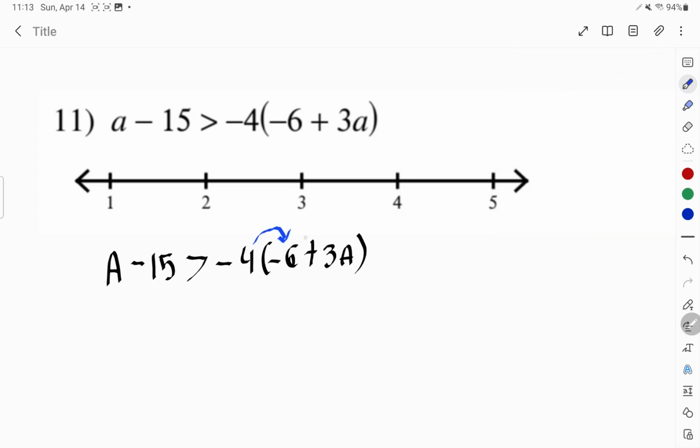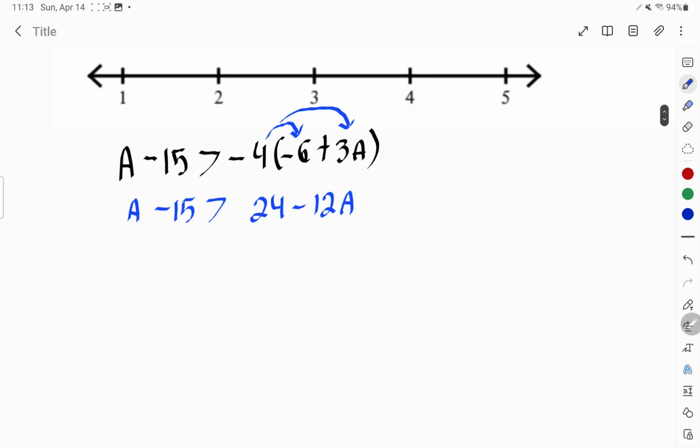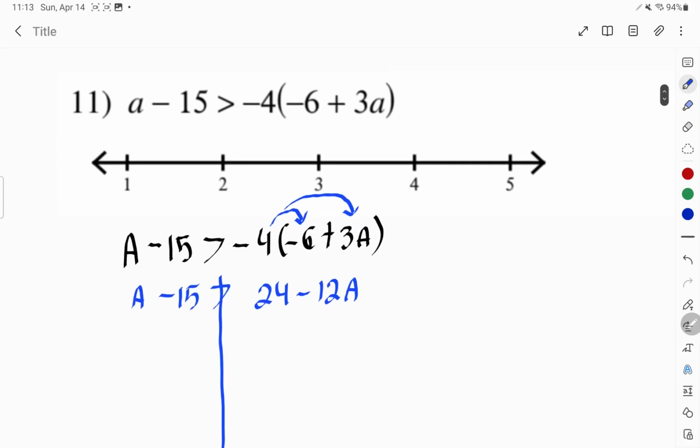So I'm gonna multiply this negative 4 with negative 6, which is positive 24. And then I'm gonna multiply the negative 4 with the 3, which is gonna give me a negative 12a. Everything else stays the same, so I keep the inequality, I bring everything down, and now I have this. And right here, we're just going to treat it like any other problem. So I'm going to put my line right here on the inequality and start moving things around.